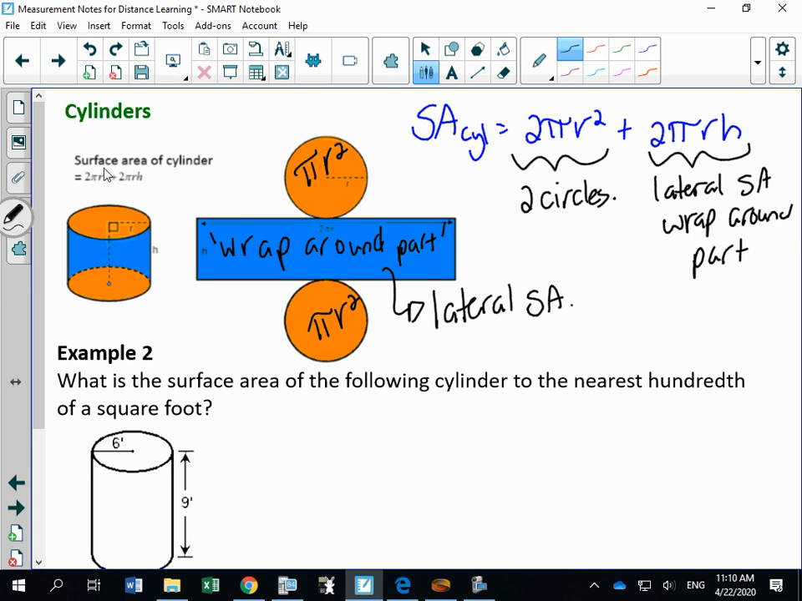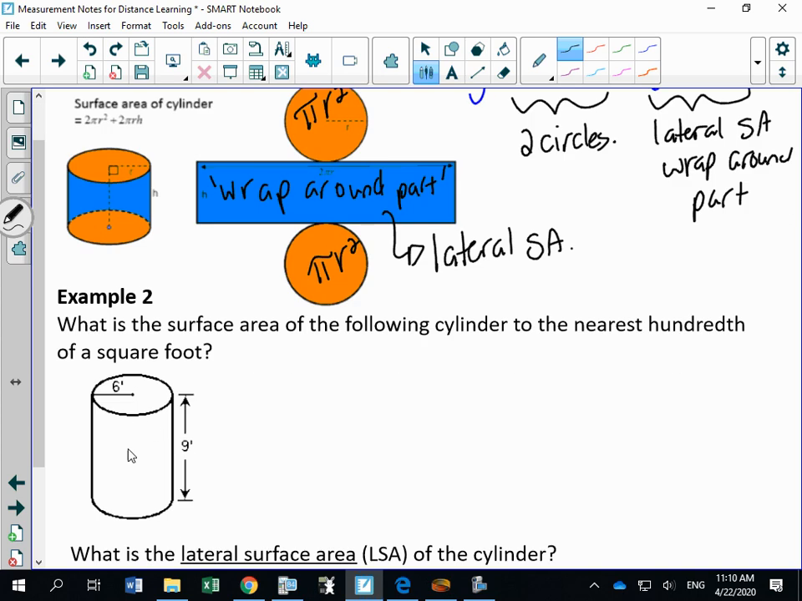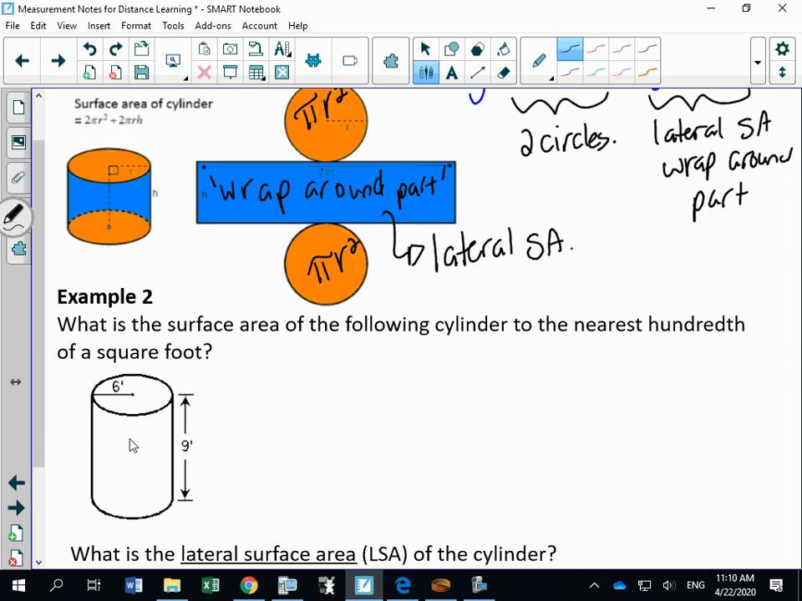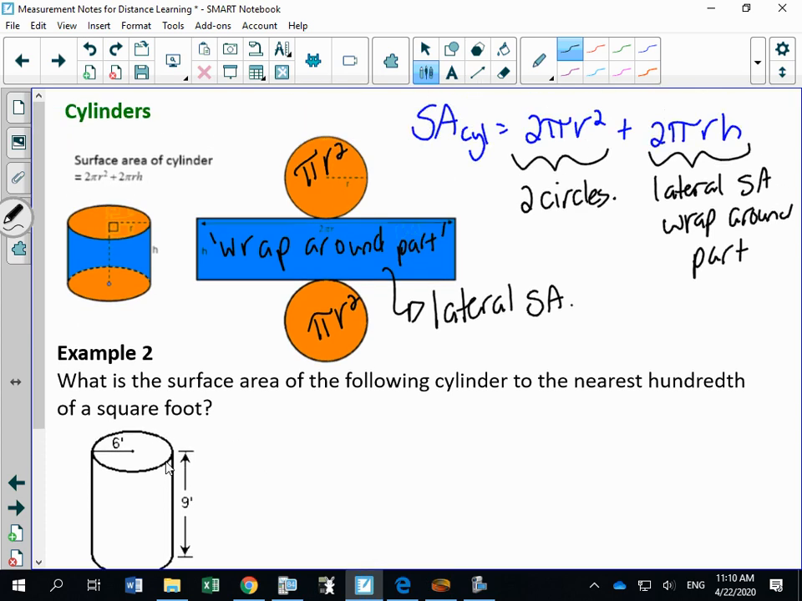The reason it's so important to understand how this formula breaks down is because I could give you a cylinder like this question here and ask what the lateral surface area would be. You have to understand that lateral surface area is just that wraparound part. This is what you would do.